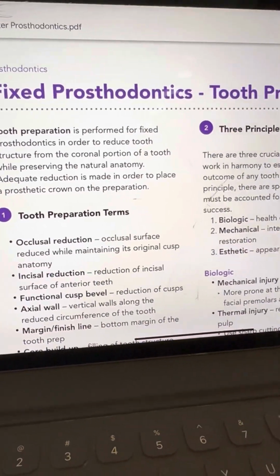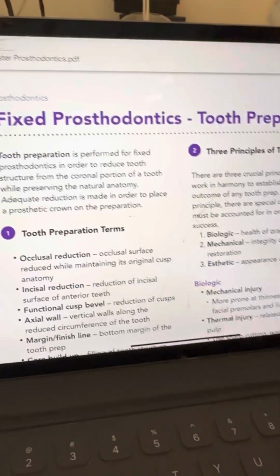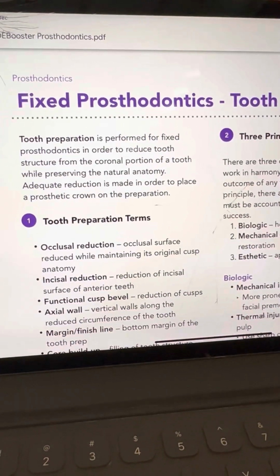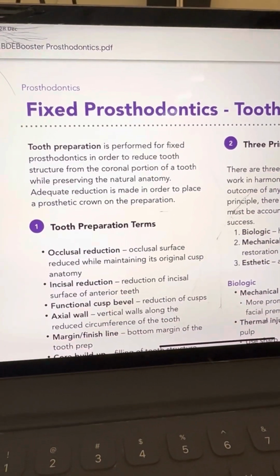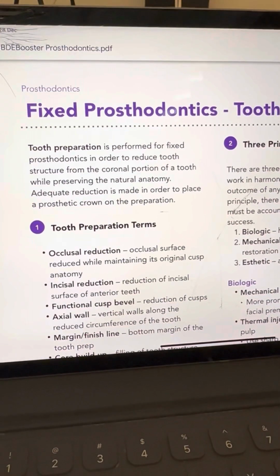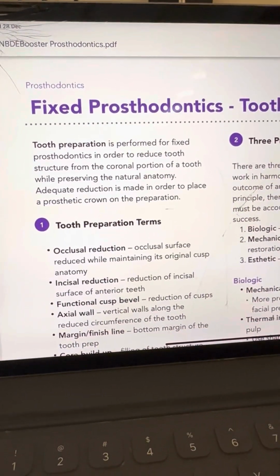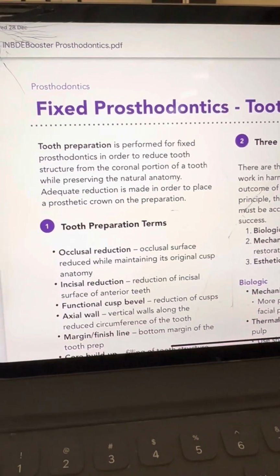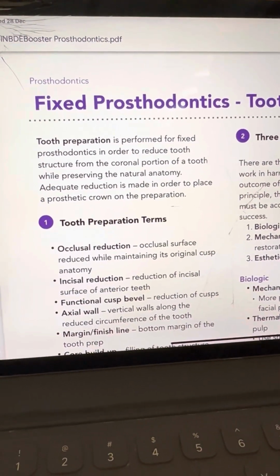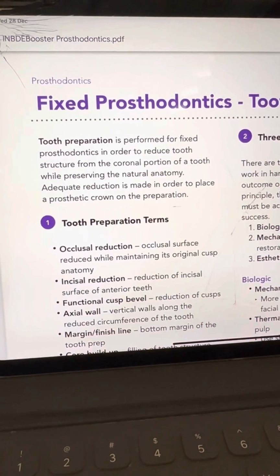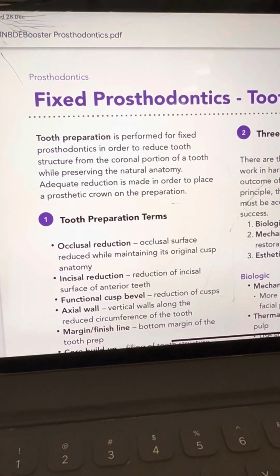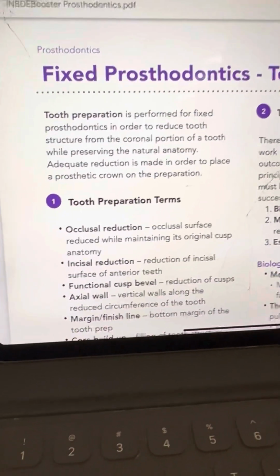Fixed prosthodontics. Tooth preparation. Tooth preparation is performed for fixed prosthodontics in order to reduce tooth structure from the coronal portion of the tooth while preserving the natural anatomy. Adequate reduction is made in order to place a prosthetic crown on the preparation.